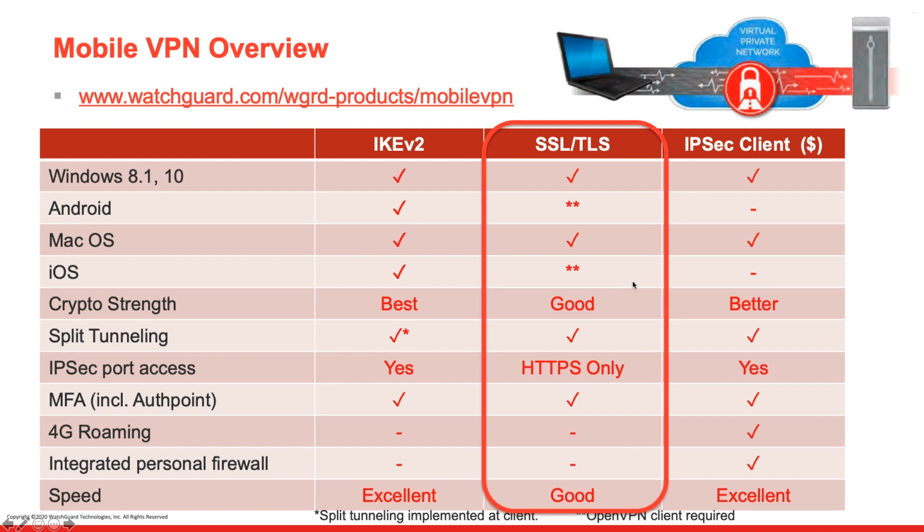Now, one of the benefits of SSL VPN connection is that some networks are actually blocking IPsec traffic. SSL runs on port 443, so you're going to be able to get that connection even in those circumstances, because very few networks are blocking port 443 traffic. Each one of these options does support MFA, including AuthPoint. So we're going to focus on how to get set up with SSL VPN, as well as secure that with AuthPoint. We're going to cover that in this session.